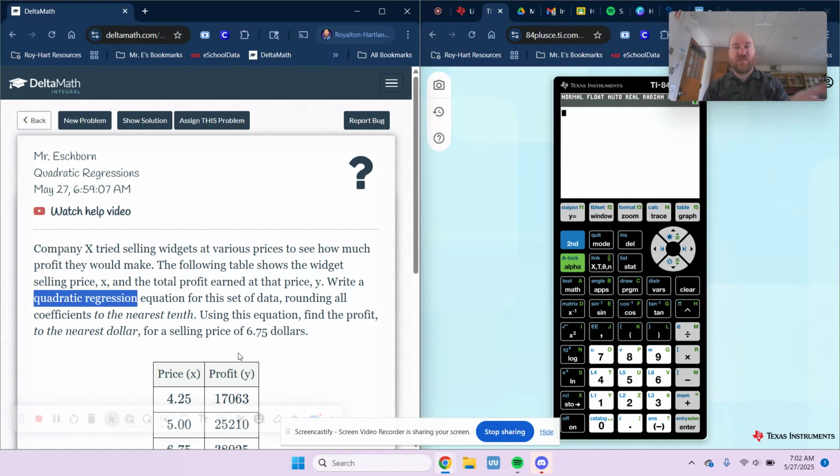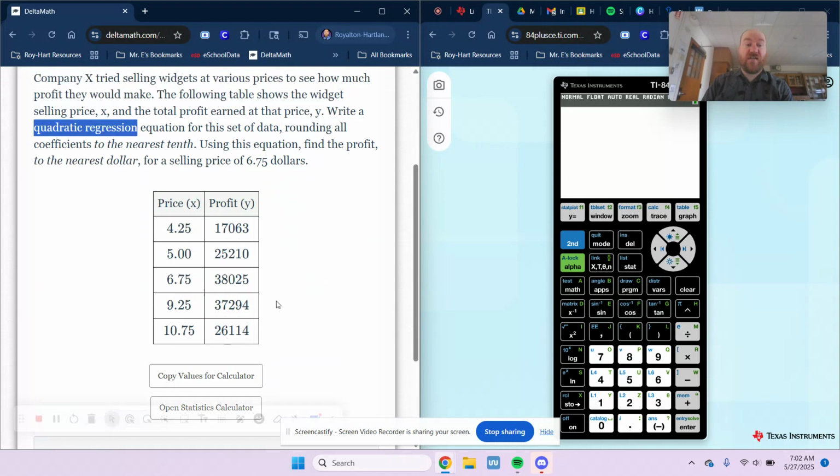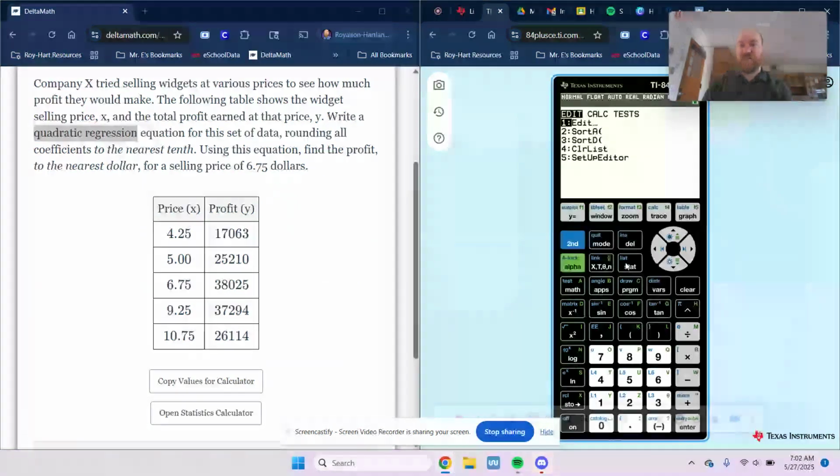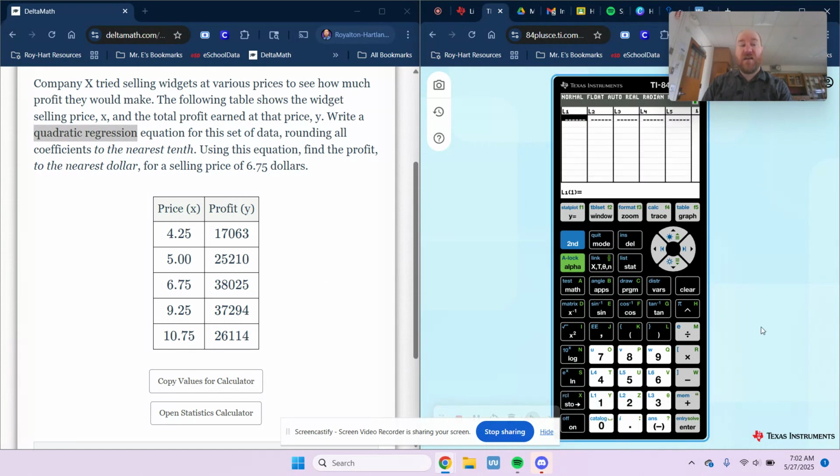So these questions are all going to be pretty much the same setup. The only difference that's going to change is what's highlighted here. In this case, it says a quadratic regression. So I need to put all this data in our calculator. To do that, we're going to hit Stat, and we're going to pick Edit. And we're going to put all of the prices in the first column as L1. We're going to hit Enter after each one.